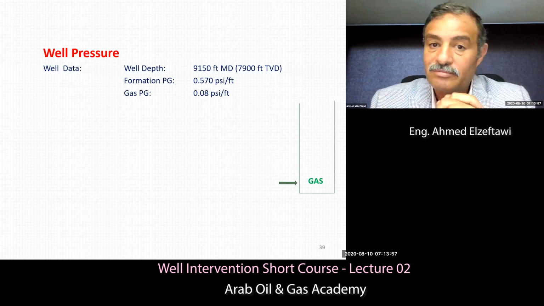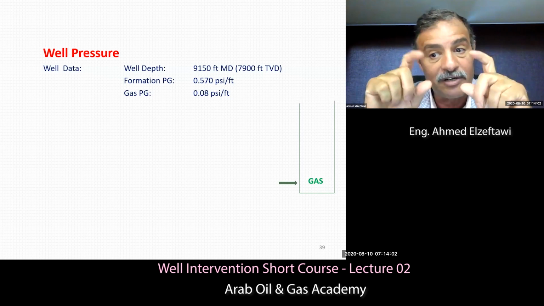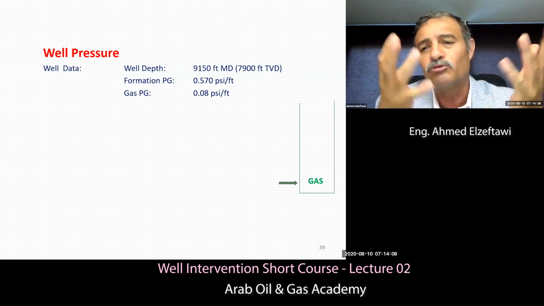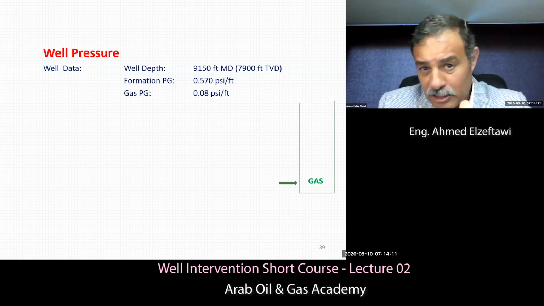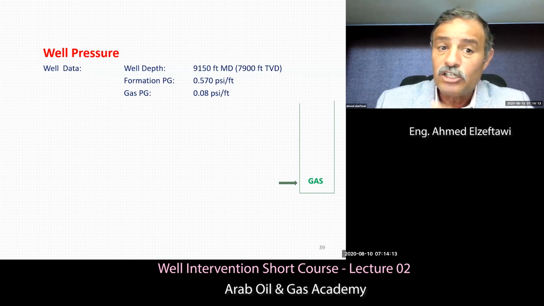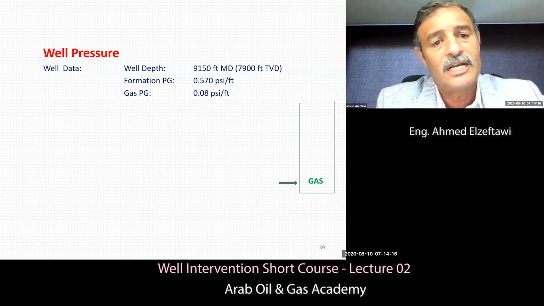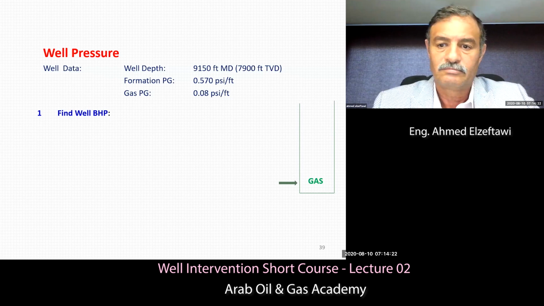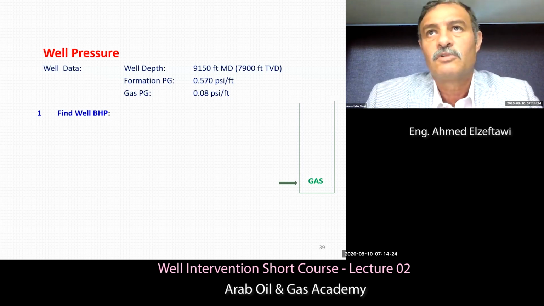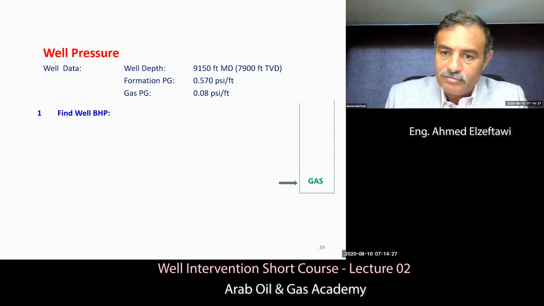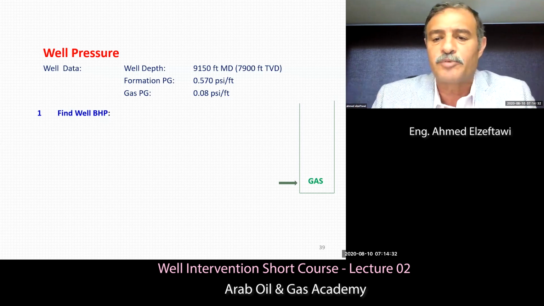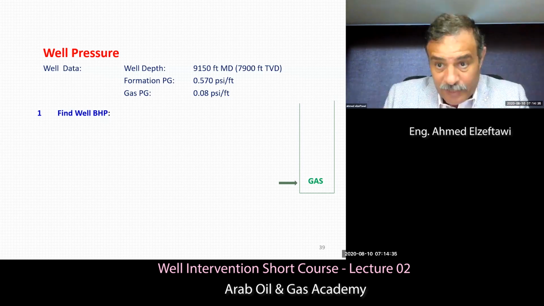Formation pressure gradient, it is 0.57 psi per foot. This is the pressure gradient. It is psi per foot. And we have the gas pressure gradient, which is 0.08 psi per foot. This is a gas. What you need initially, please, Ahmed, calculate the bottom hole pressure. Actually, if this is just a pipe and you need to calculate the bottom hole pressure, bottom hole pressure is the hydrostatic head pressure created by the gas, by this column of vertical gas.